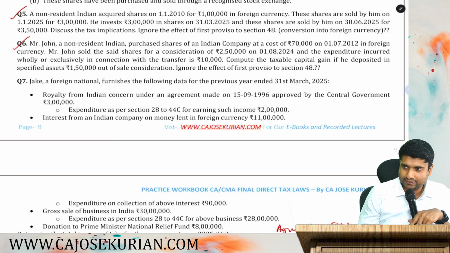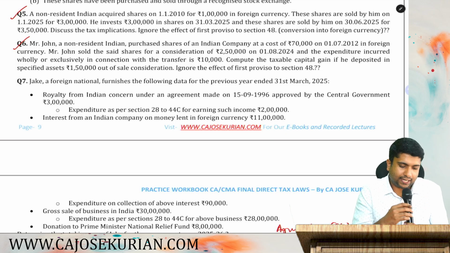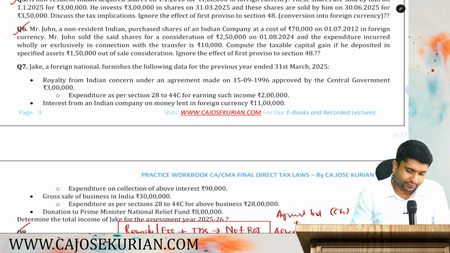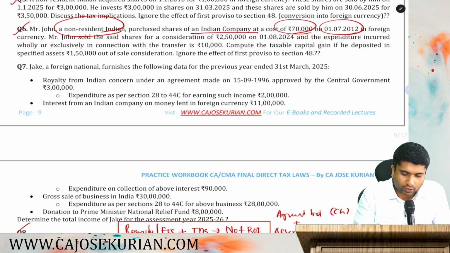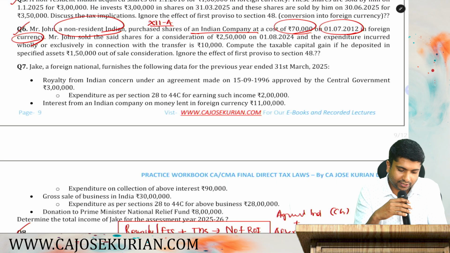Second question. So take question number 6 and give me the answer. Take question number 6, go through it and give me the answer. So let's solve question number 6 as well. Mr. John, a non-resident Indian, purchased shares of an Indian company at a cost of 70,000 in 2012 in foreign currency. So we know that it will be under chapter 12A because NRI, shares of an Indian company, purchased in foreign currency, everything matching.